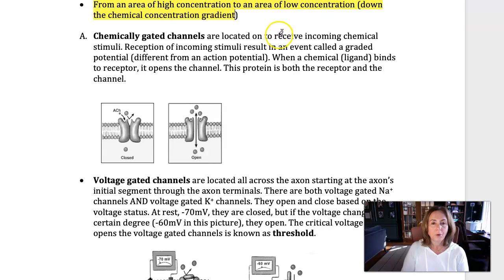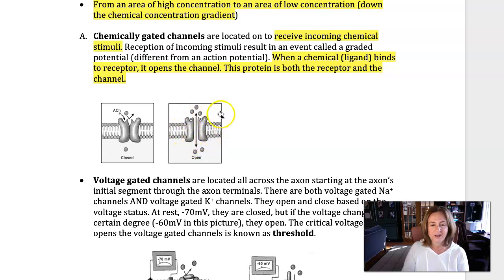They receive incoming chemical stimulation. And so when the chemical binds to a receptor, that receptor is not just a receptor, it's a chemically gated ion channel. So here they're showing us a neurotransmitter, that's ACh, that binds to a receptor, and that opens the channel.